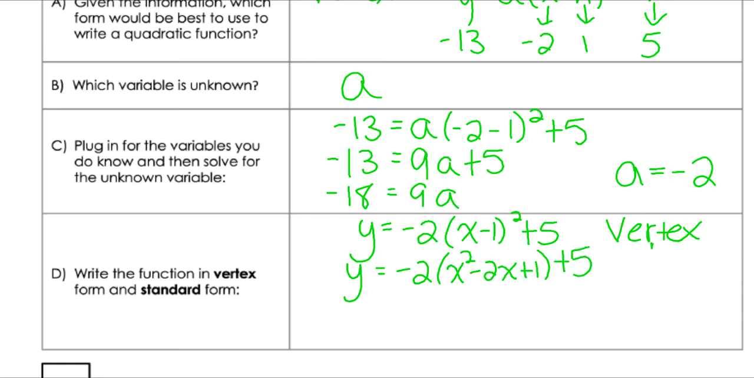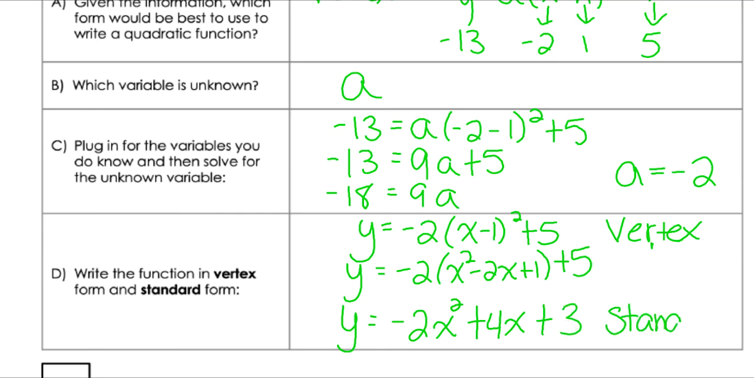And then distributing and combining like terms, I'd get -2x squared plus 4x. And then I'd get -2 plus 5, which is 3. So there's my standard form.